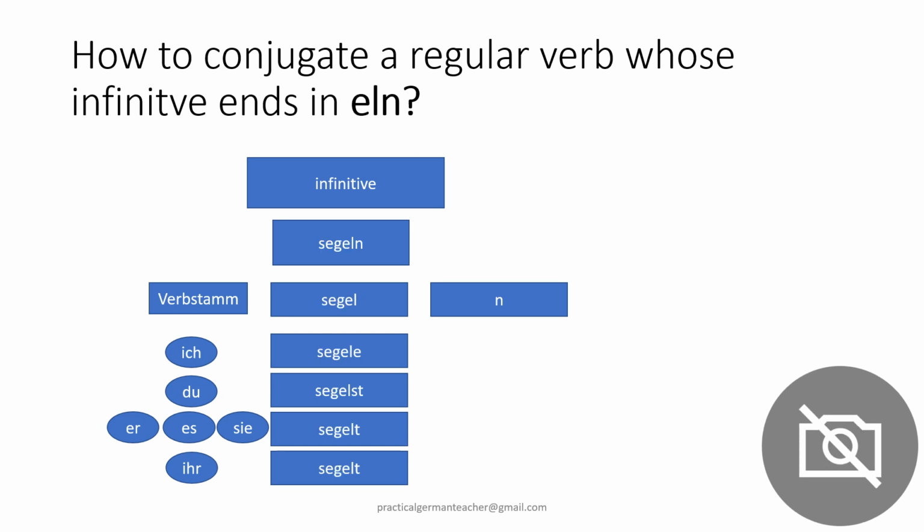Segeln is a regular verb which ends in eln. When you remove the en, you are left with segel, which by now you have guessed right, is the Verbstamm.